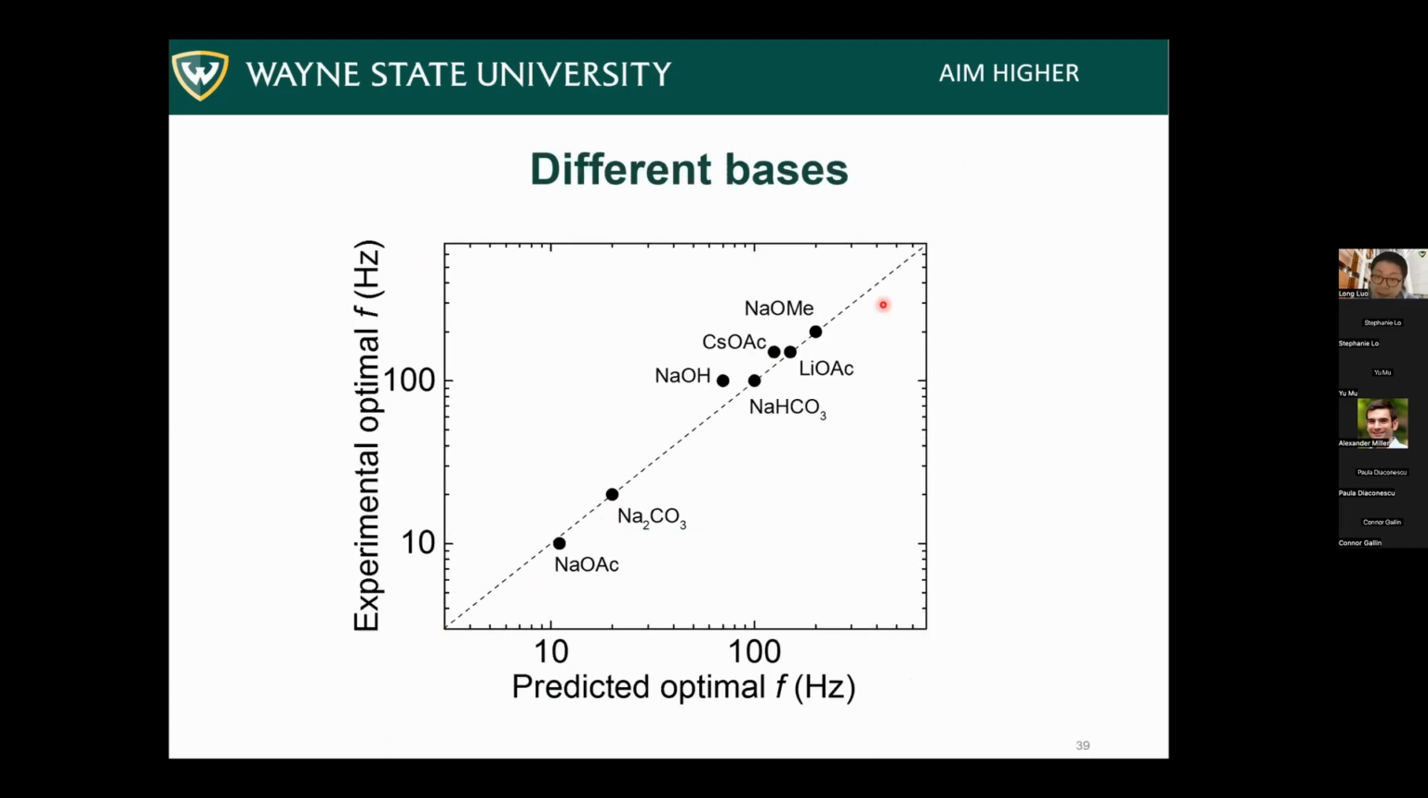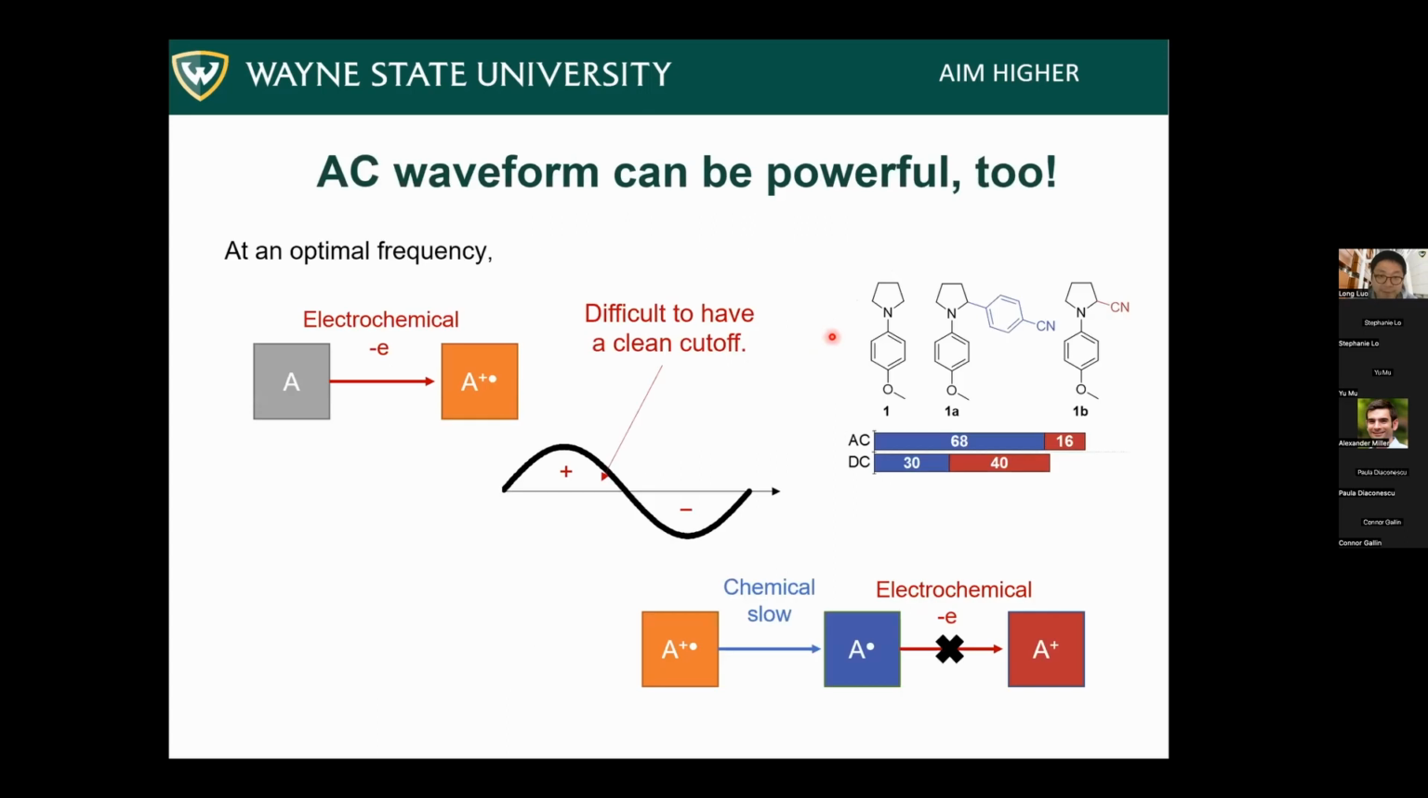And then if we have a different base, the frequency will be different as well, because with a different base, the deprotonation kinetics will be different. Of course, the optimal frequency will be different. And we saw that it also varied by orders of magnitude.